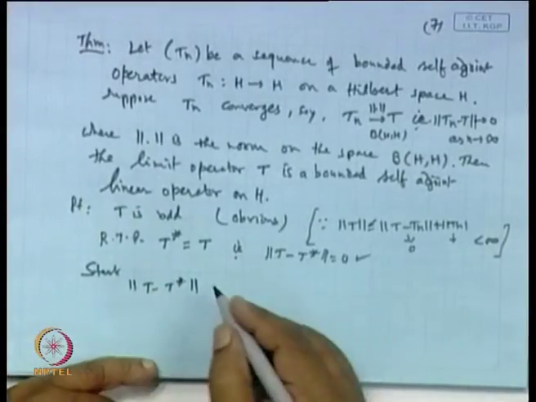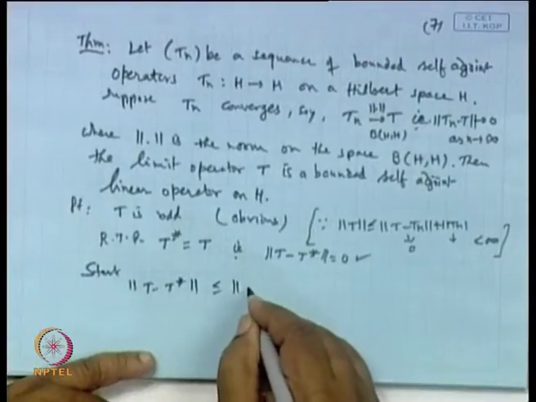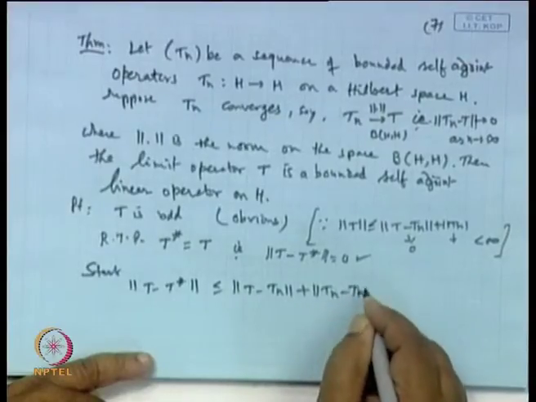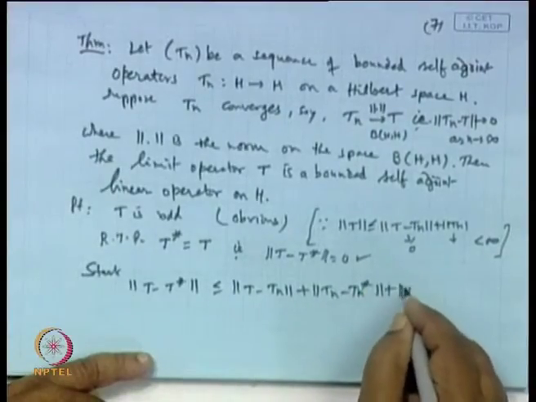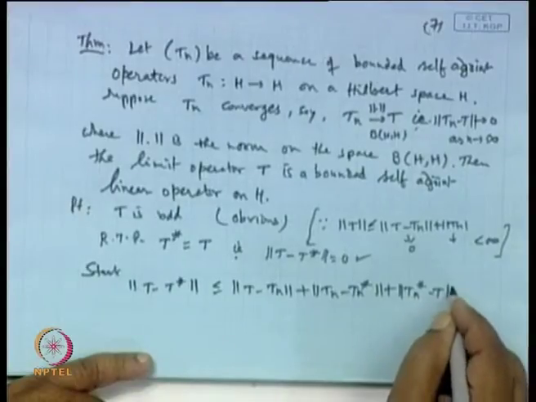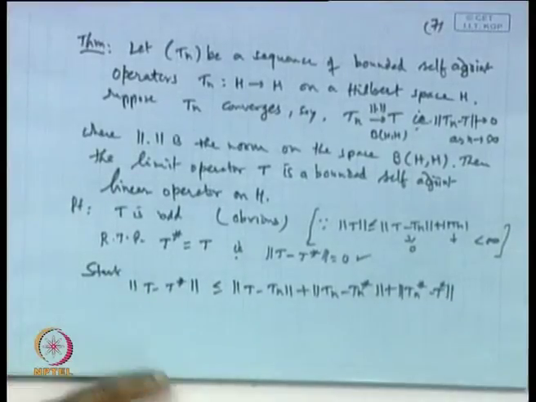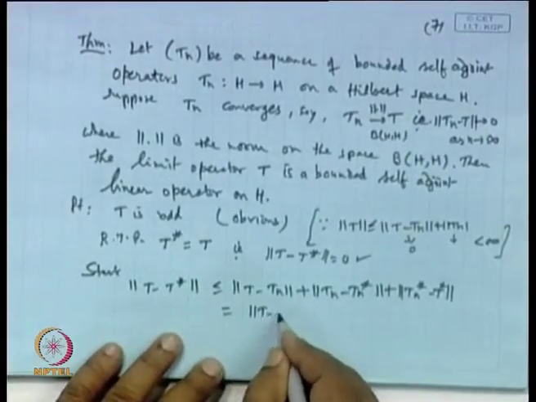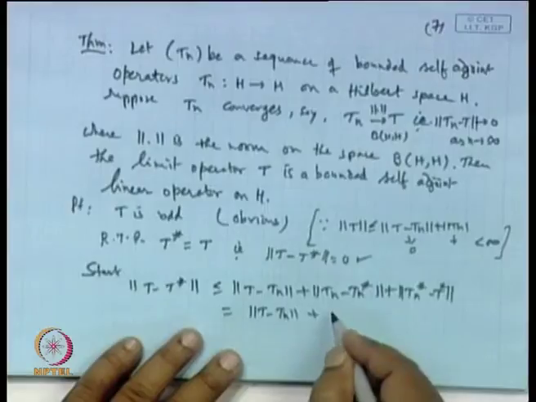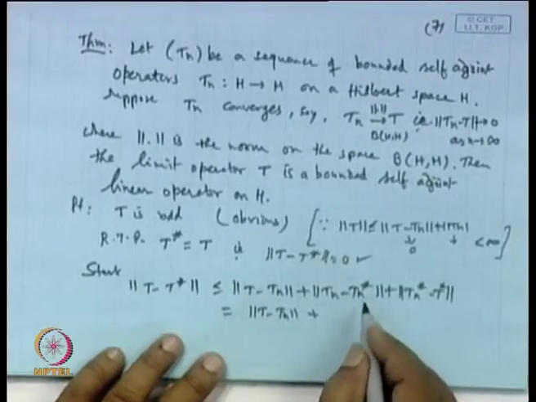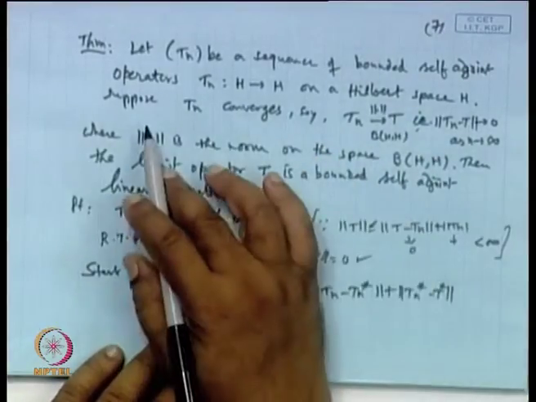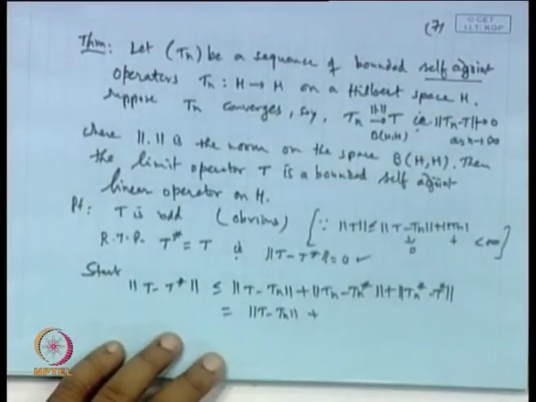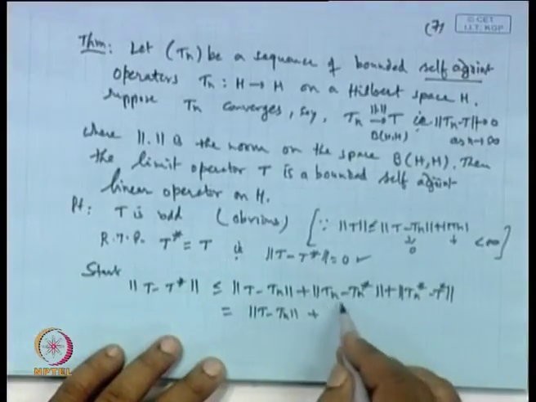Add and subtract Tn. So, this will be less than or equal to norm of T minus Tn plus Tn minus Tn star plus Tn star minus T star. Is it okay or not? Clear? Now, this will be written as T minus Tn plus Tn is a self adjoint operator, is it not? Given that Tn is a self adjoint operator, so Tn star is equal to Tn.